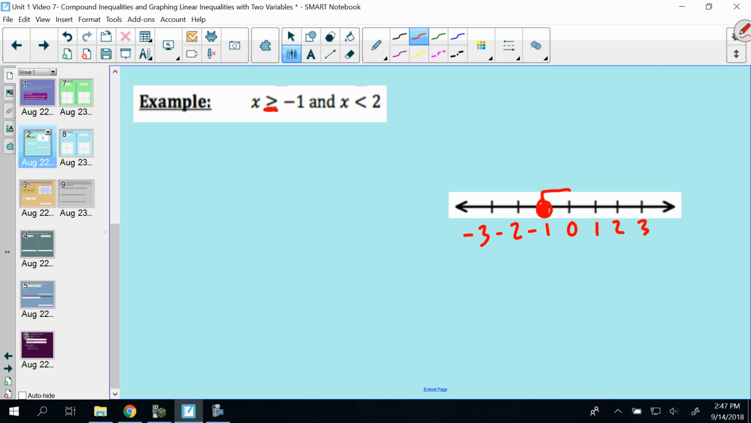And then the next one is less than 2. That would be an open circle. Points less than are going to the left. Okay, so now it's everything in between here. We want to shade that in. So it's everything in between both -1 and 2.